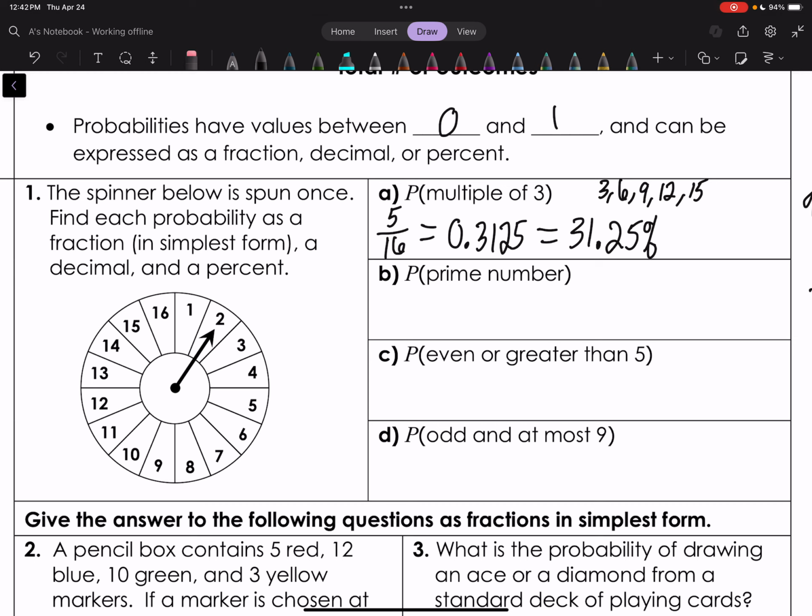If I look for prime numbers, I have 6 of those out of the 16. This can simplify into 3/8. It can be written as the decimal 0.375 or 37.5%.